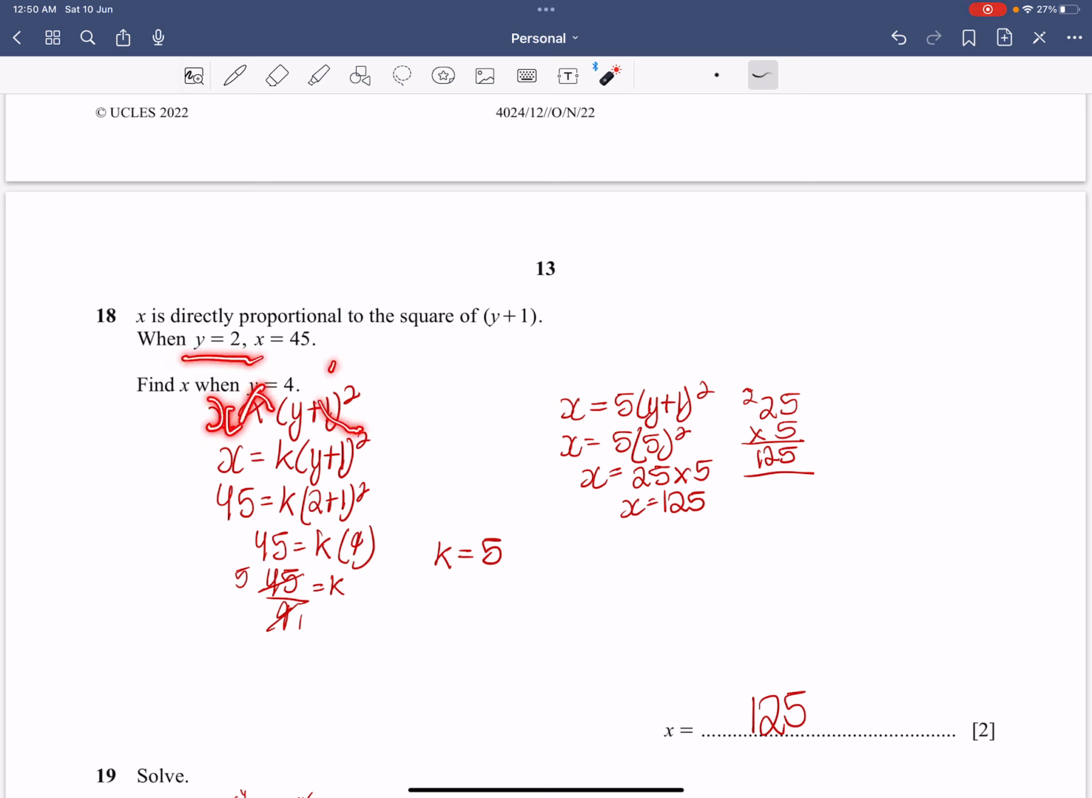When y is 2, x is 45. Whenever they tell you this information, they want you to find the value of k. So what I did was substitute y equals 2 and x equals 45 and found the value of k. And the value of k will be 5.